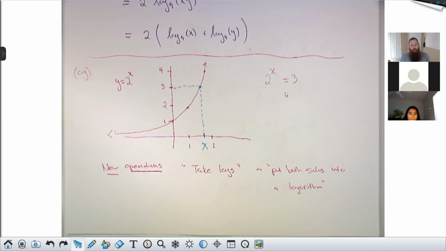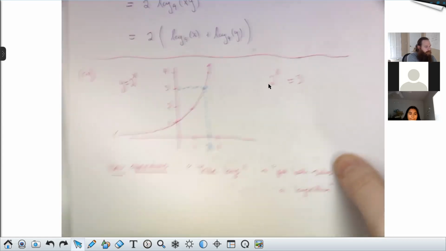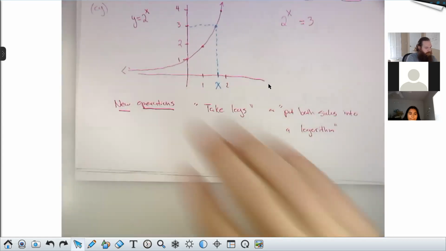And because of the algebraic properties of logarithms, it will have the effect of bringing this variable down out of the power into a place where you can manipulate it directly. So let me show you what I mean.